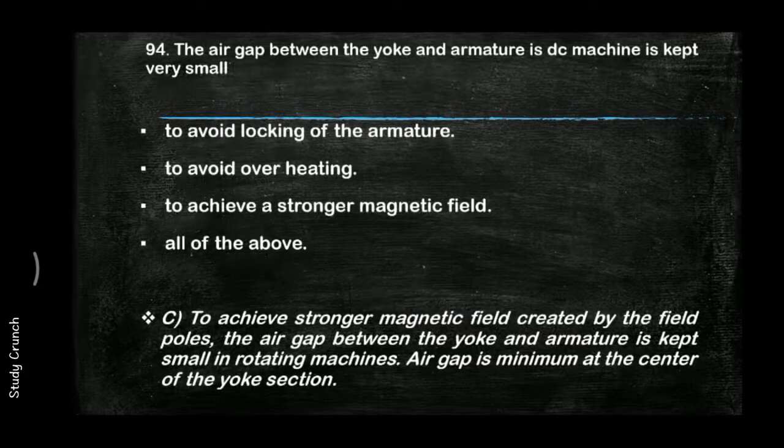Next, the air gap between the yoke and the armature in DC machine is kept very small. So the answer is it is to achieve a stronger magnetic field. We know that the magnetic field is created by the field poles. The gap between the yoke and the armature is kept small in rotating machines.